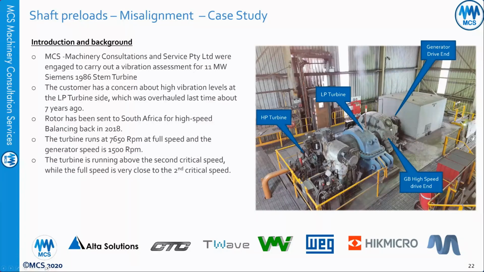This is an 11 megawatt Siemens steam turbine, 1986, a bit old. The customer was concerned about high vibration level at the LP turbine side, which was last overhauled about 7 years ago. The rotor had been sent to South Africa for high-speed balancing. The turbine runs at 7,650 RPM at full speed, and the generator runs at 1,500 RPM. The turbine is running above the second critical speed, while the full speed is very close to the second critical speed.